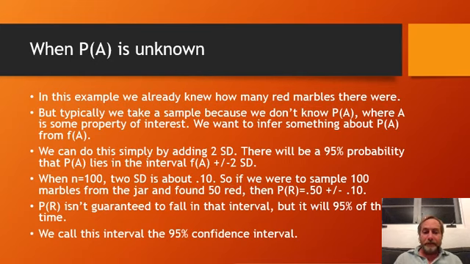Now again, just because we find that in the sample, it's not a guarantee that the actual probability of red in the actual population is 0.5, but it will be 95% of the time. If you sampled 100 times, the vast majority of the time, it's going to fall in that interval. So again, we call this the 95% confidence interval.